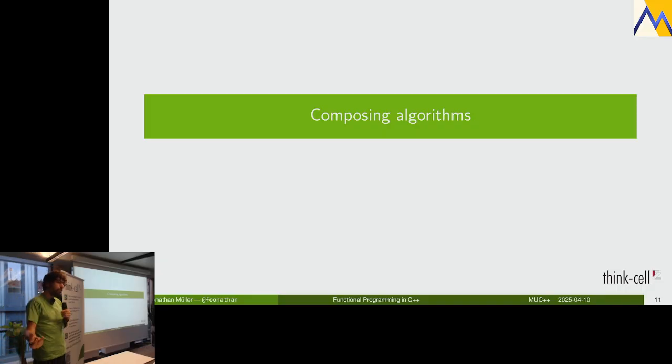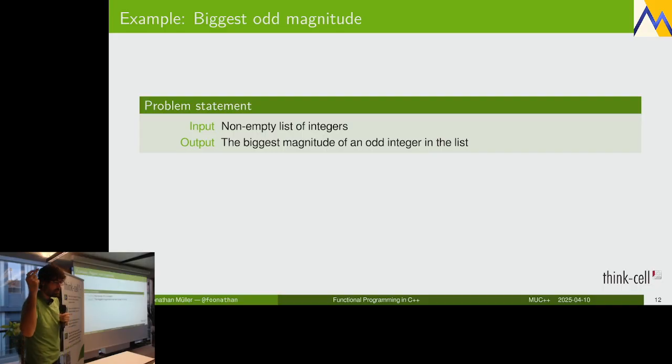I've brought a couple of LeetCode problems, and I'm going to solve them in an imperative style and in a functional programming style, and then we can take some insights. This is a very simple one. Our input is a non-empty list of integers, and the output should be the biggest magnitude of an odd integer in the list. For example, if this is our input, then the output is 7, because -7 has the biggest magnitude and is odd, right? So the output is 7.